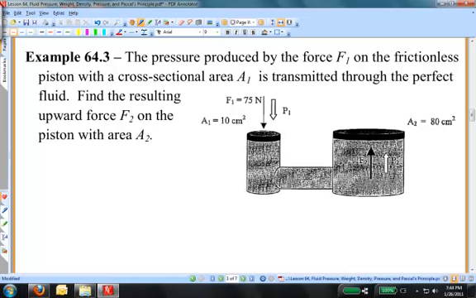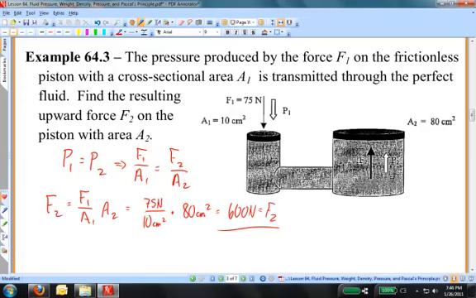Pascal tells us that P1 is equal to P2, and on the left side P1 is F1 over A1, and on the right side P2 is F2 over A2. And now I'm trying to find F2, so solve that equation for F2. So on the right side, I would be able to exert a force of 600 newtons.